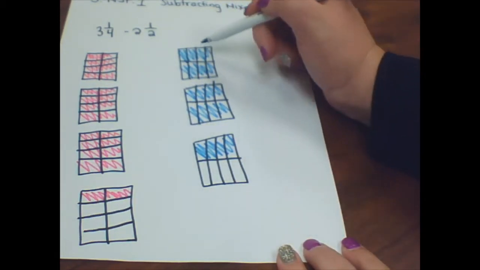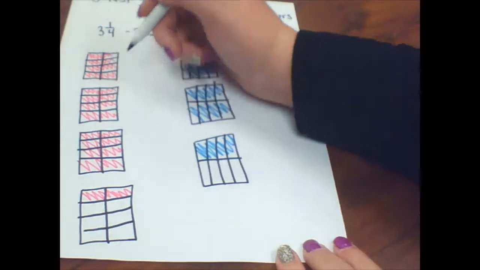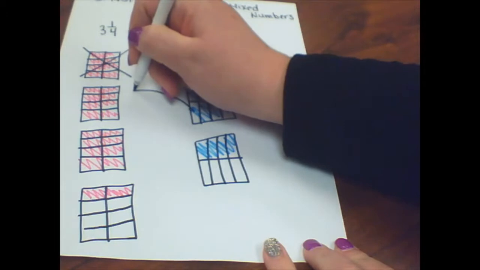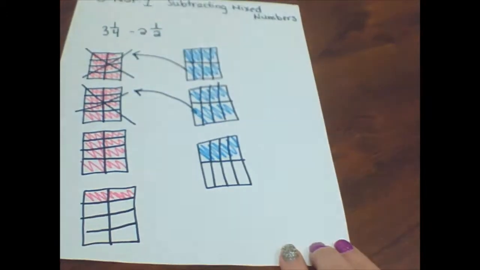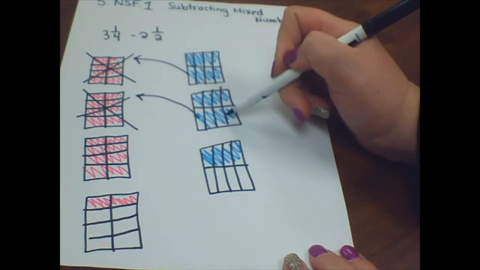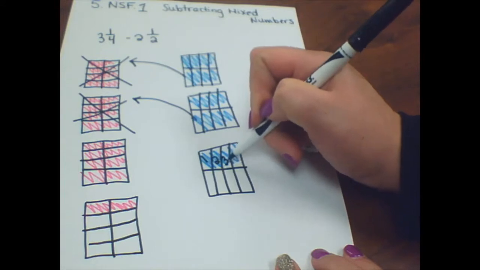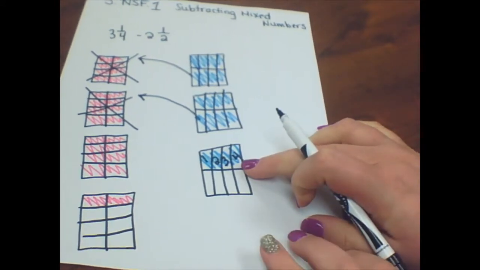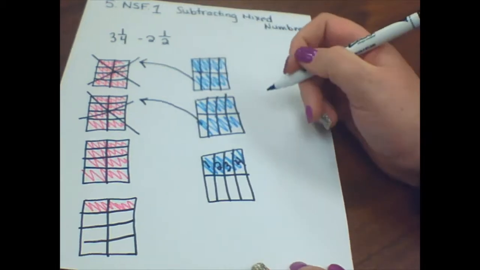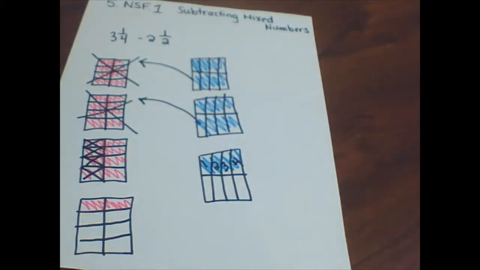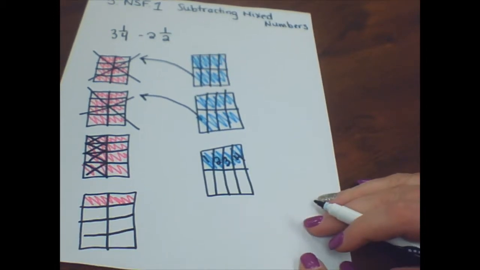If I have 2 wholes over here, I need to take 2 wholes from over here. So that one would be gone. And that one would be gone. That gets me the 2 wholes that I had over here. Now I have 1, 2, 3, 4 parts over here, which means that I need to take 4 parts from over here. So I'm going to do 1, 2, 3, 4. So those are gone.